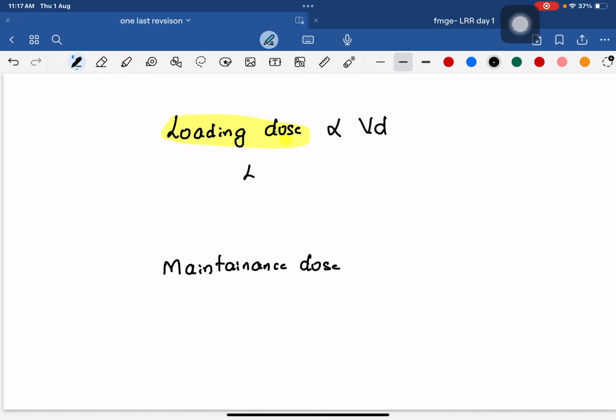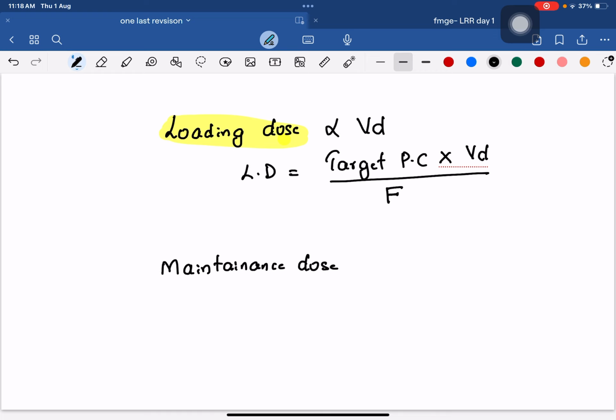So if I want to calculate the formula, loading dose is equal to the target plasma concentration you want to achieve, that is target plasma concentration, into the volume of distribution of the given drug, divided by F, if the drug is given by oral route or any other route and it has bioavailability, the factor comes as F. Coming to maintenance dose, it depends on clearance.